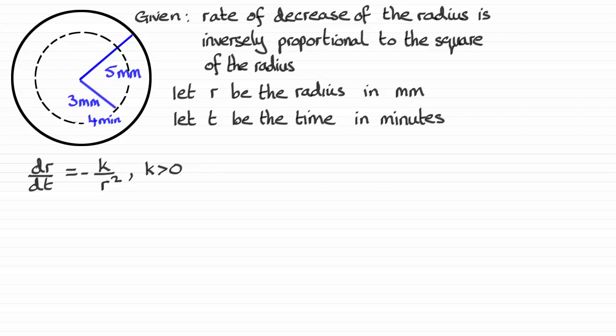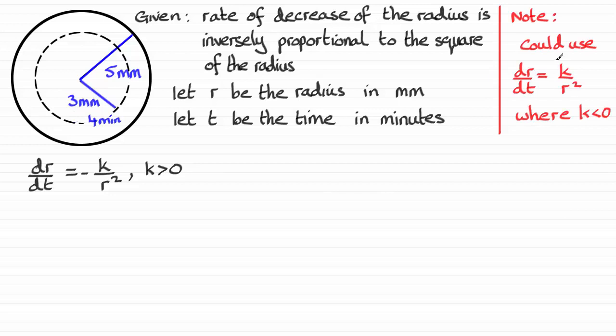Now you could use this result, dr by dt, the rate of change of the radius with respect to time, is equal to k over r squared. But if you did this version, you would expect k to come out as a negative constant. And you might want to try this version. This k here will be the negative of the k that I find in this solution. So it's up to you, but this is the version that I would prefer.